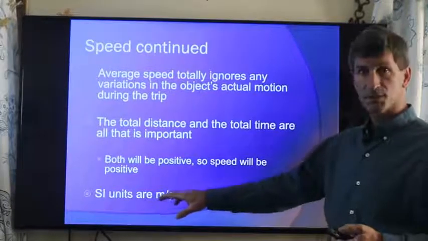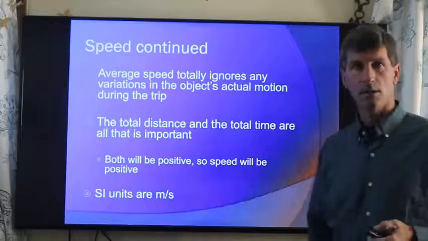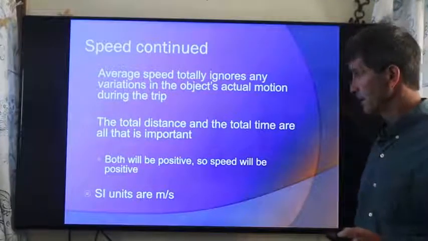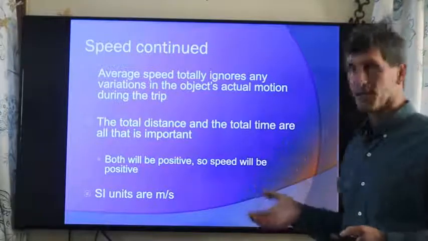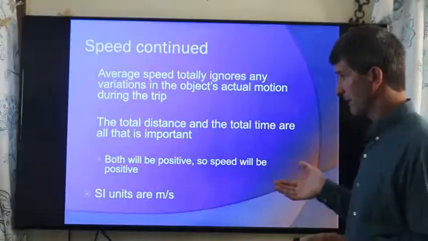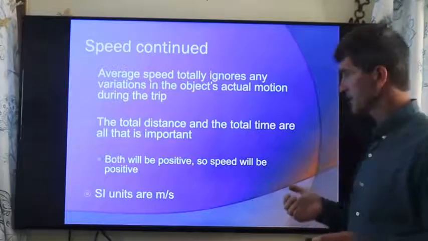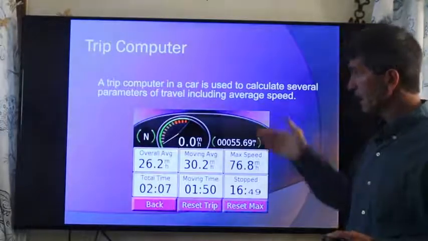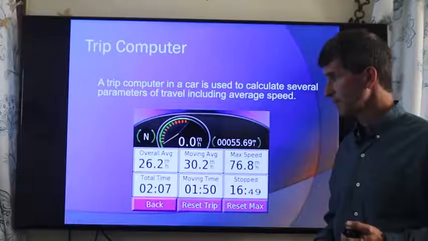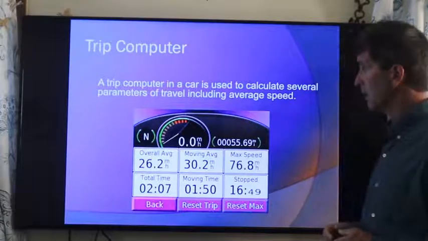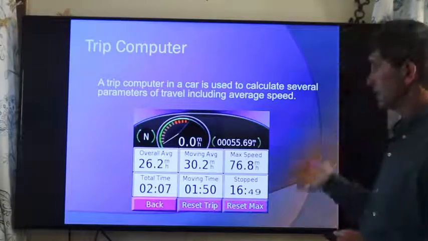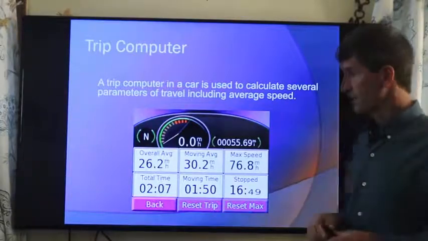For SI units of speed, it's the MKS system, so we're going to use meters per second. Speed is always positive, the way that we define it, because you can't go a negative distance. So distance divided by time. And again, a very good example of this would be a car. Think about a trip computer that you might have on a GPS, on your phone, or built into the car itself.